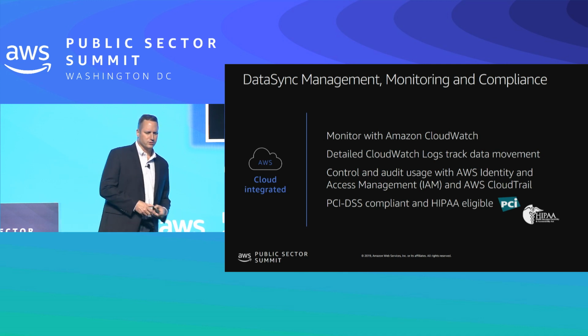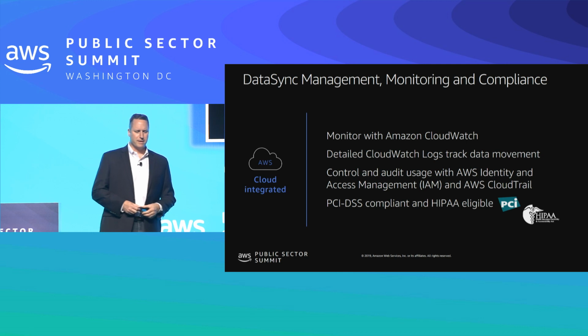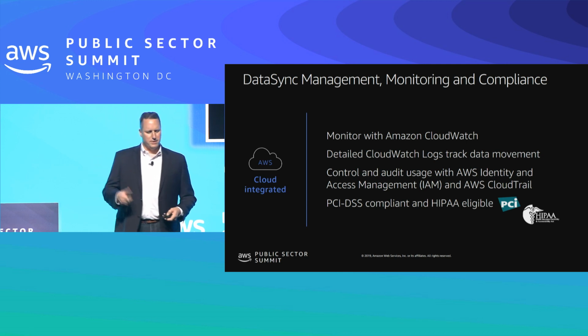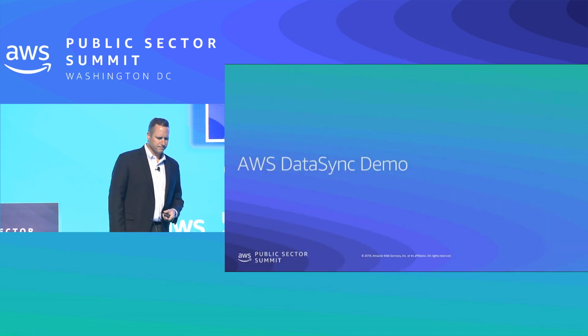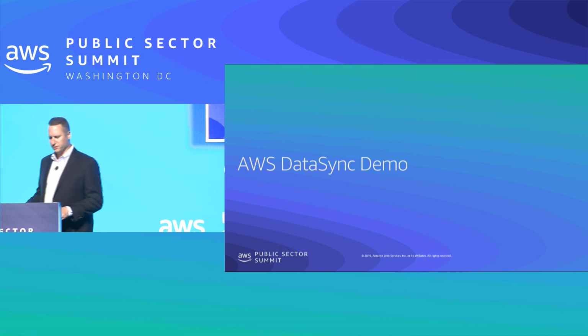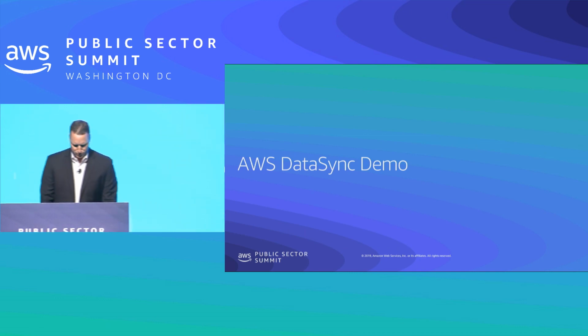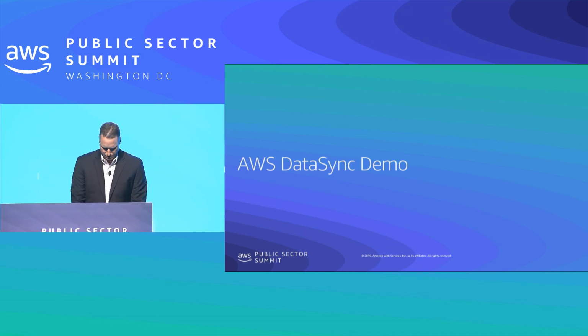You can control and audit usage with AWS Identity and Access Management, IAM, and also CloudTrail. And DataSync is also PCI and HIPAA compliant, so very secure in that sense. So now I'm going to jump off into my next demo. If we can switch the slides over, we'll show you DataSync.